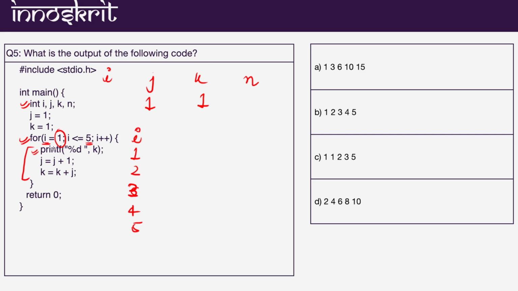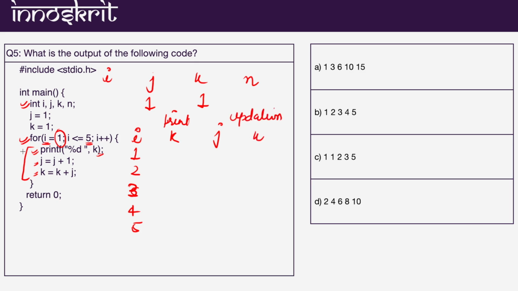And now in the for loop there are 3 statements. First statement says print the value of K, then update the value of J by J plus 1, and update the value of K by K plus J. So we have to print K. This is basically what we have to print. Then update the value of J and K. So this is basically the updation.